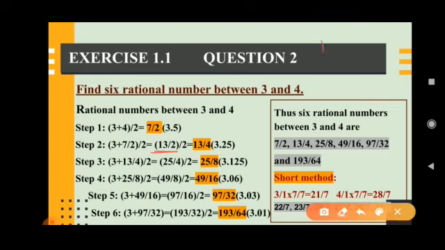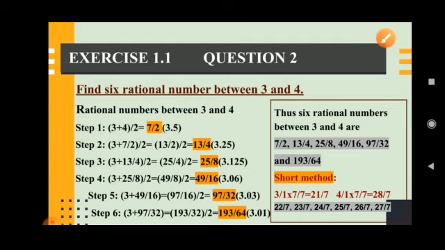13 by 2 whole divided by 2. Multiplying, it becomes 13 by 4. So 13 by 4 is the second rational number. Again, if you convert that into decimal, you will get 3.25. Yes, 3.25 is in between 3 and 4.